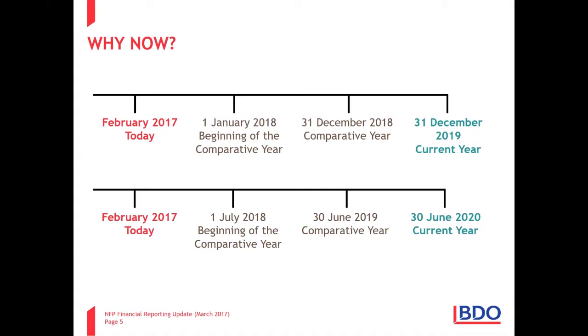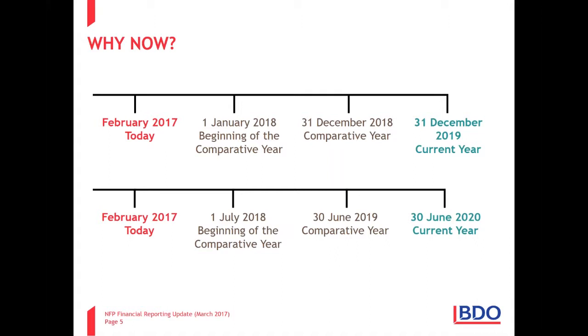I thought it would be good to look at a timeline. And let's say we've got a 31 December year end. It means 31 December 2019 would be our current year. Our comparative year would be 31 December 2018, remembering that these standards will be applied retrospectively. So your current year is 2019, your comparative year is 31 December 2018, the start of your comparative year is 1 January 2018, and today we're actually on the 1st of March.